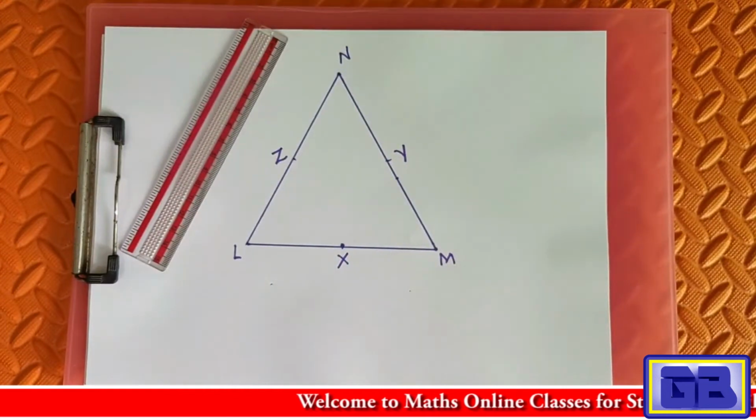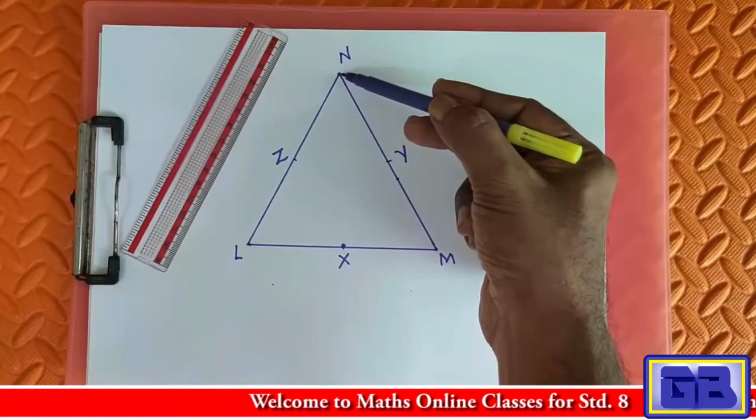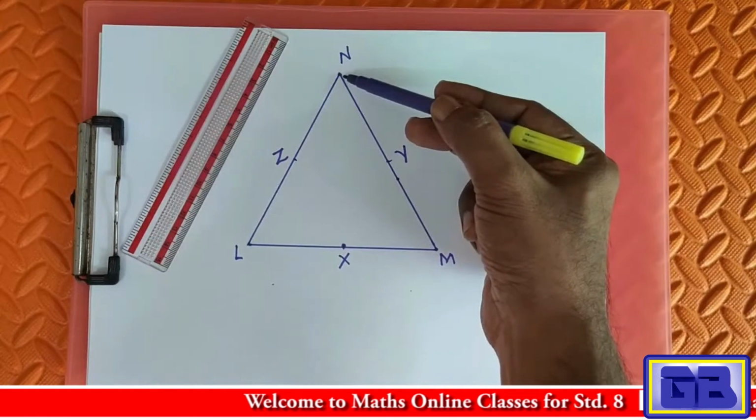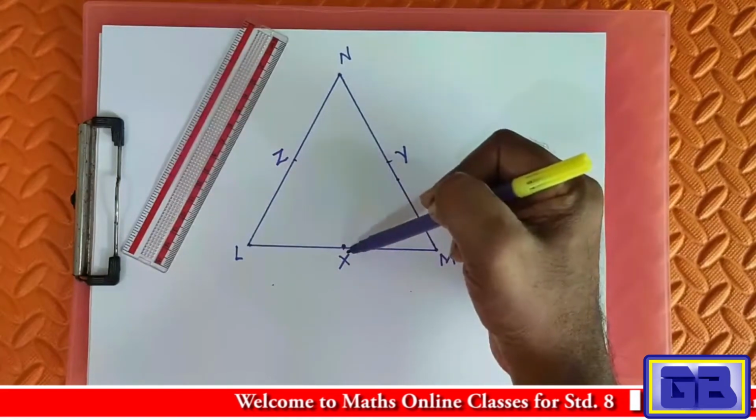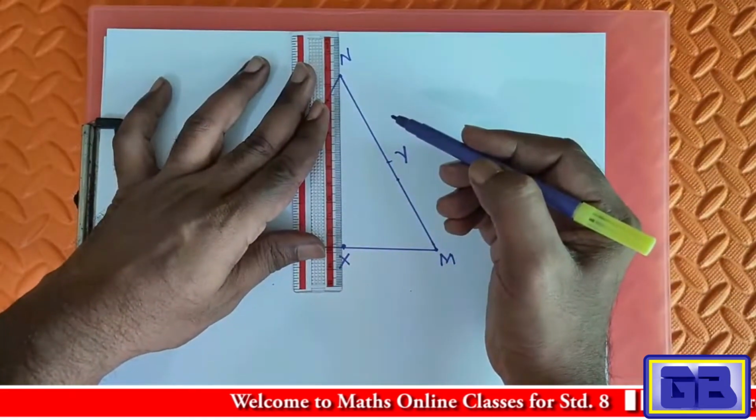We have drawn a triangle. We know the measures of the sides of this triangle, and also we have found the midpoint on each side. Now we have to draw a median. What is a median? Segment joining a vertex to the midpoint of its opposite side. So if vertex N is there, for vertex N, the midpoint of its opposite side is X. So join these, NX.